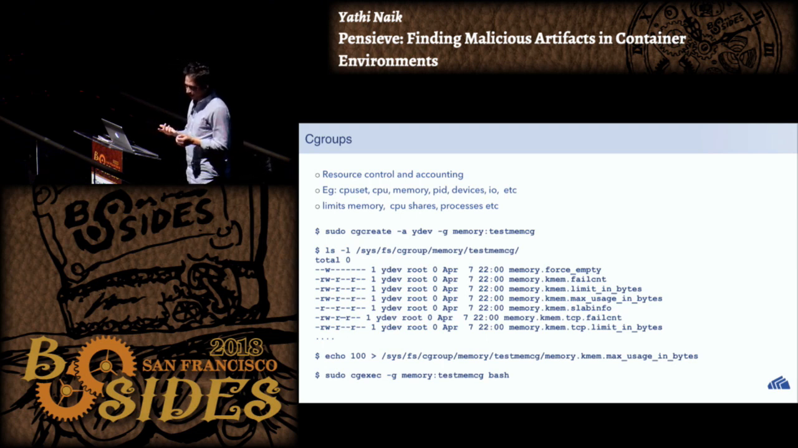Here's an example of creating a memory cgroup and limiting it to 100 bytes. It's an unrealistic example, but it's just an example. Cgroups don't impact forensic analysis so much, but they definitely give you more context on how much resource your containers are using.